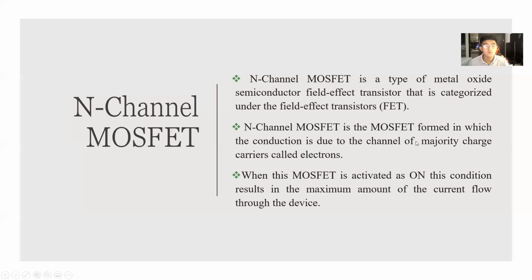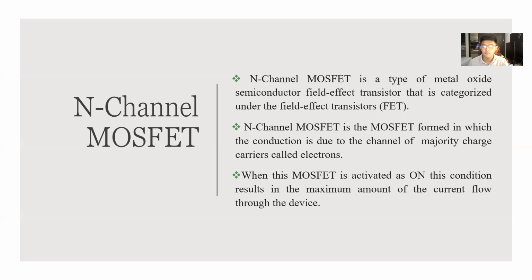And before that, let's find out what is an N-channel MOSFET. An N-channel MOSFET is a type of metal oxide semiconductor field effect transistor that is categorized under the field effect transistor, also known as FET. N-channel MOSFET is a MOSFET form in which the conduction is due to the channel of majority charge carriers called electrons. When this MOSFET is activated as on, this results in the maximum amount of current flow through the device.